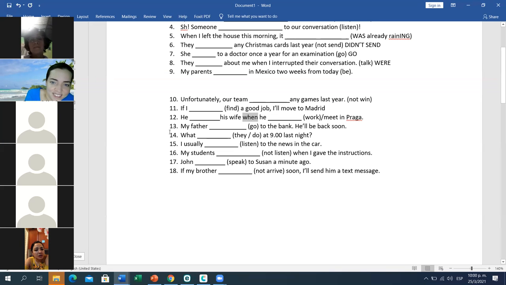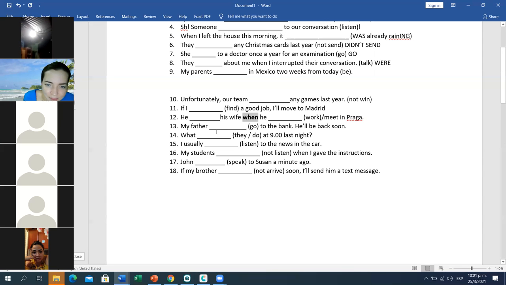Que hablamos de esto. ¿Qué pasa con el buen? Two actions simultaneously. He met his wife when he was working. He worked. When he was working. He was working. Yes. De aquí a poquito, poquito vamos armando. Yes, he was working. Excellent. Vamos a ver si la terminamos. ¿Quién se anima? Number 13.